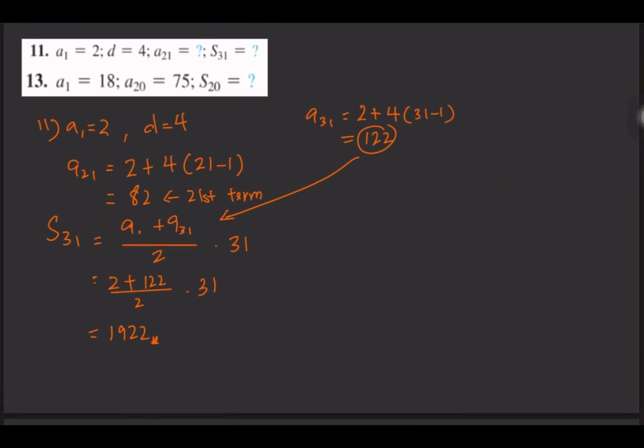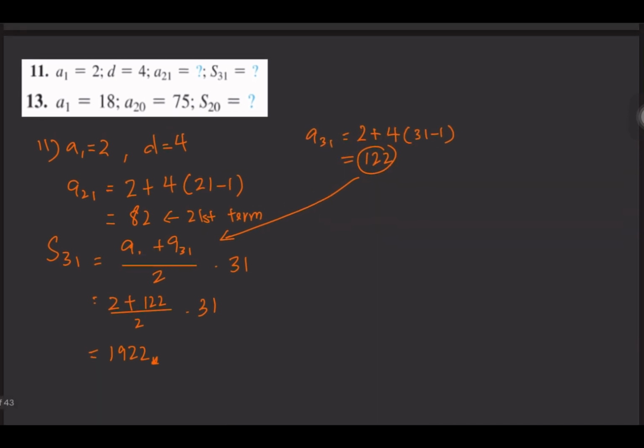Now for question 13, let me remove this part. I'll do it at the bottom in case you need to refer. 13, so we get the first term equals 18, and the last term equals 75, and assuming that is an arithmetic sequence, we find the sum of the 20 terms. First term 18 plus 75, the 20th term, divided by 2 multiplied by the number of terms. We get 930, and that is your answer.